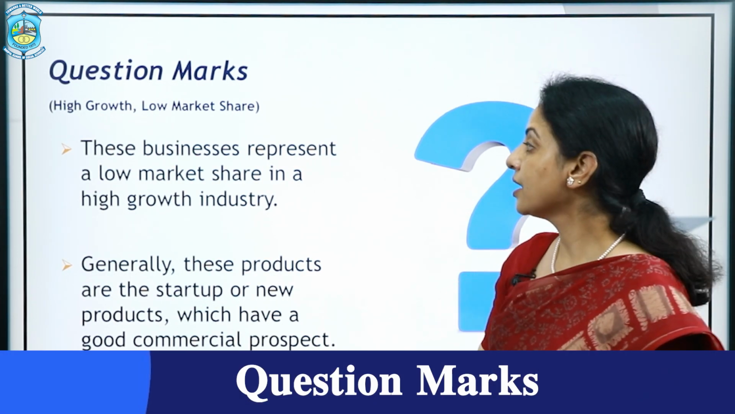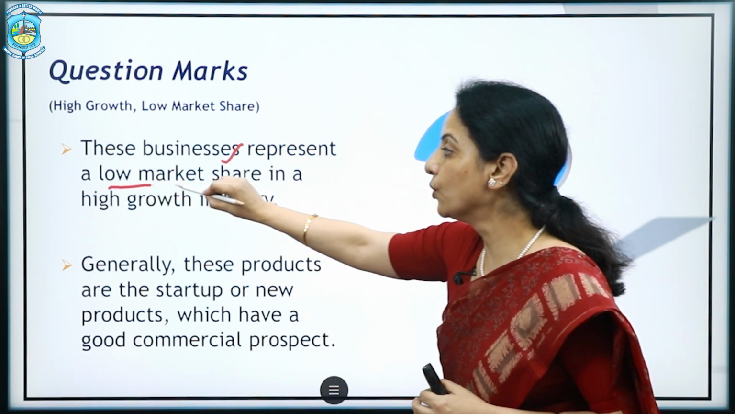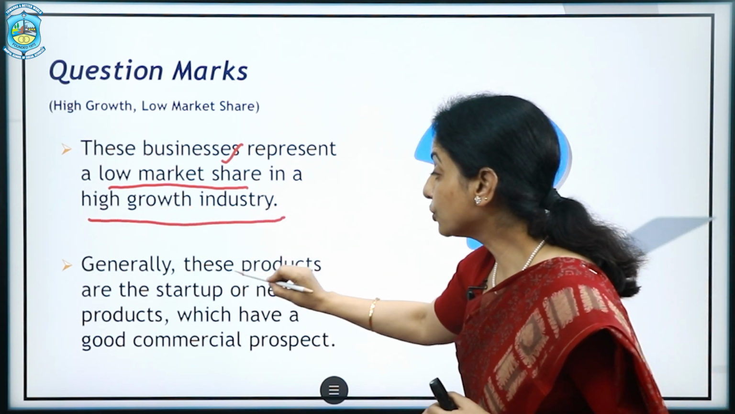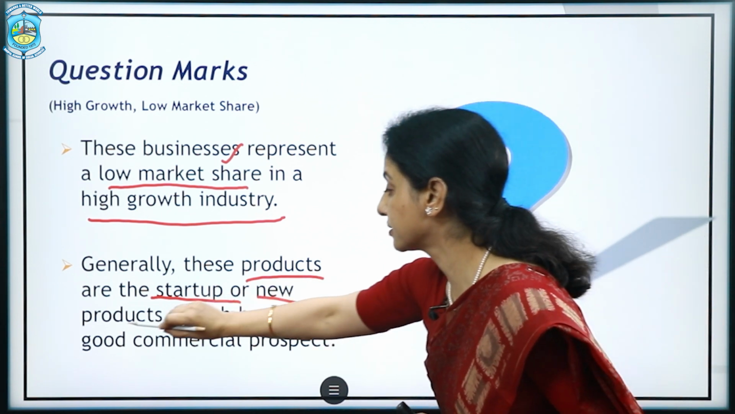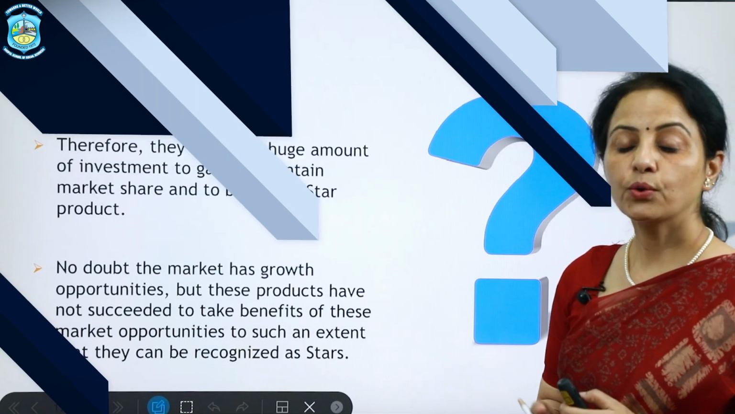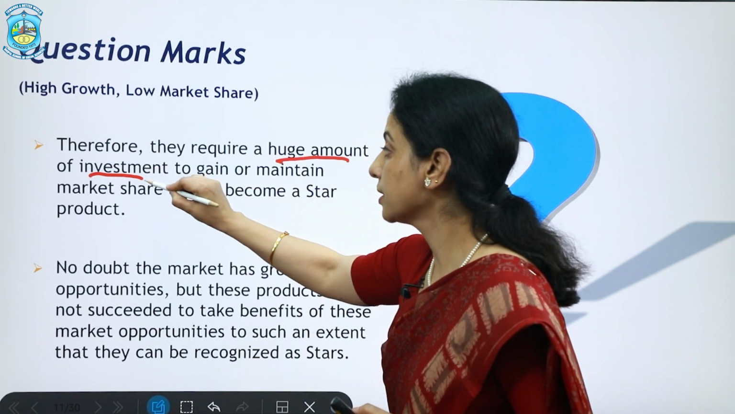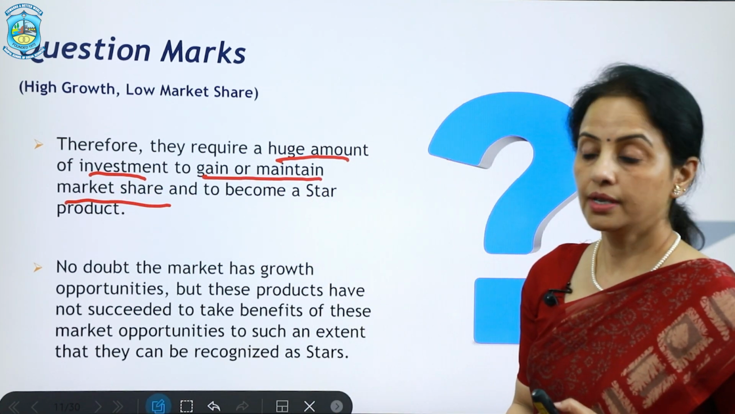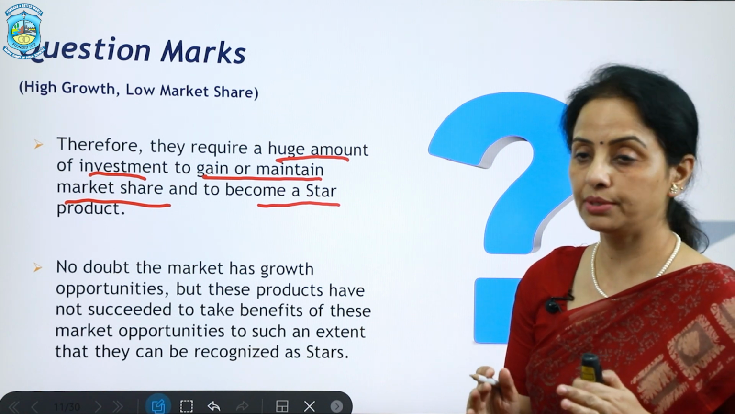Question marks are those SBUs or businesses which represent low market share and high growth industry. They are those products which are, for example, startups or new products which have a very good commercial prospect. Question marks require a huge amount of investment. Why? Because they want to gain or maintain market share and to become a star. That's very important that you need to remember.